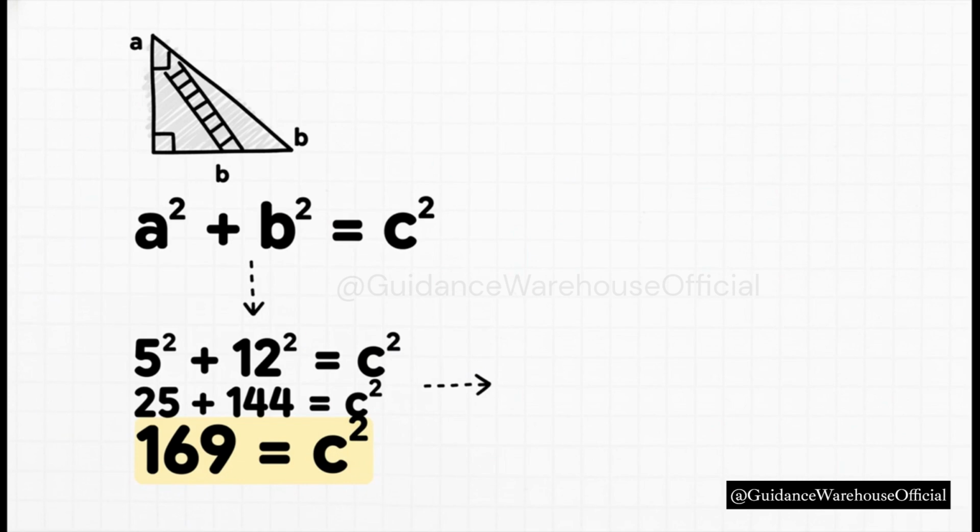The ground, the wall, and the ladder form a perfect right triangle. That means we can whip out the good old Pythagorean Theorem. A squared plus b squared equals c squared. So we've got 5 squared plus 12 squared equals our ladder's length squared. That's just 25 plus 144, which means 169 equals c squared.